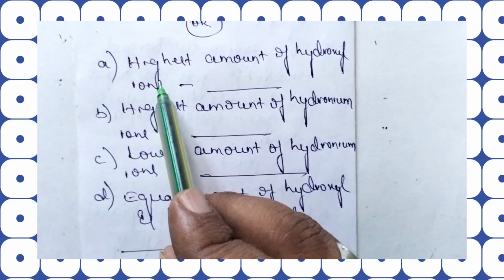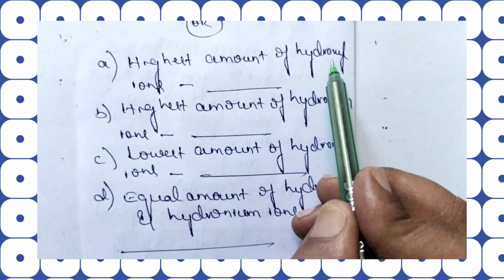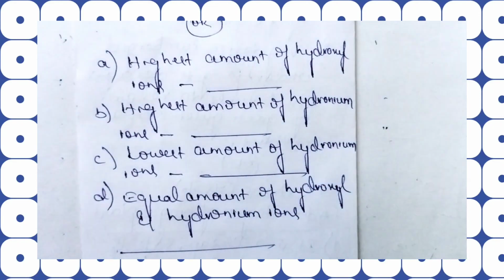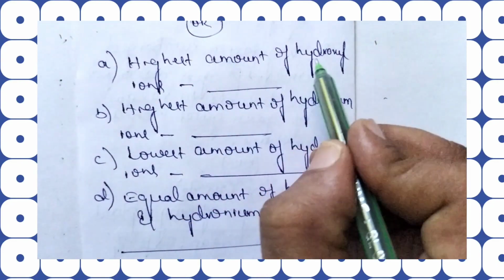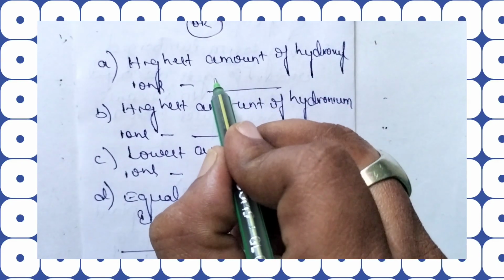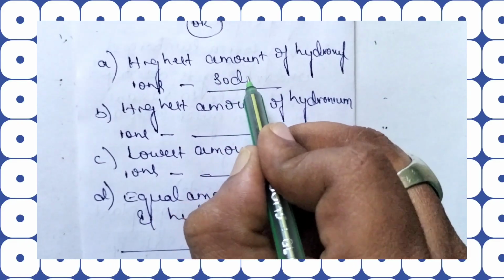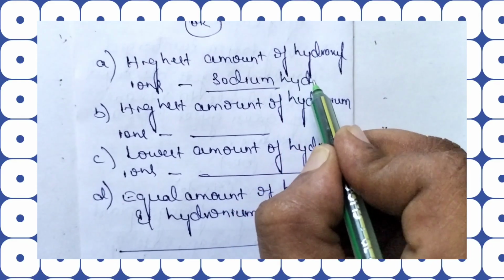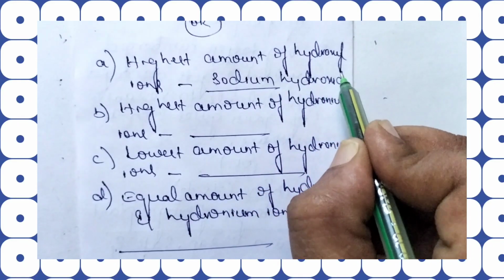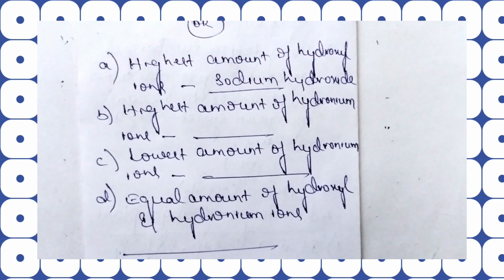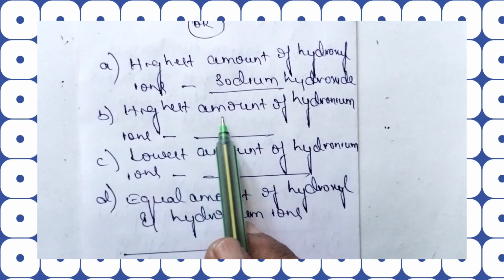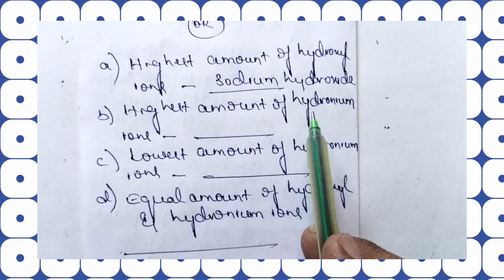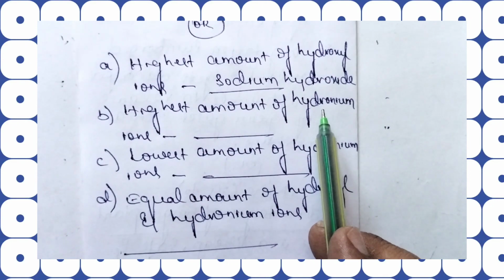Now the first question is highest amount of hydroxyl ions. So hydroxyl ಅಂತ ಹೇಳಿದಾನೆ. ಸೊ ಹೈಡ್ರಾಕ್ಸಿಲ್ ಅಂತ ಇಲ್ಲಿ ಕೊಟ್ಟಿರೋ ಪ್ರಕಾರ ಸೋಡಿಯಂ ಹೈಡ್ರಾಕ್ಸೈಡ್ ಇದೆಯಲ್ಲ, ಸೊ ಇದು ಹೈಡ್ರಾಕ್ಸಿಲ್ ಜಾಸ್ತಿ ಹೊಂದಿರೋದು. ಸೊ ಫಾರ್ ದ ಫಸ್ಟ್ ಕ್ವಶನ್, ಹೈಯೆಸ್ಟ್ ಅಮೌಂಟ್ ಆಫ್ ಹೈಡ್ರಾಕ್ಸಿಲ್ ಅಯಾನ್ ಈಸ್ sodium hydroxide. Then second one, highest amount of hydronium ions ಅಂದರೆ H plus ion.